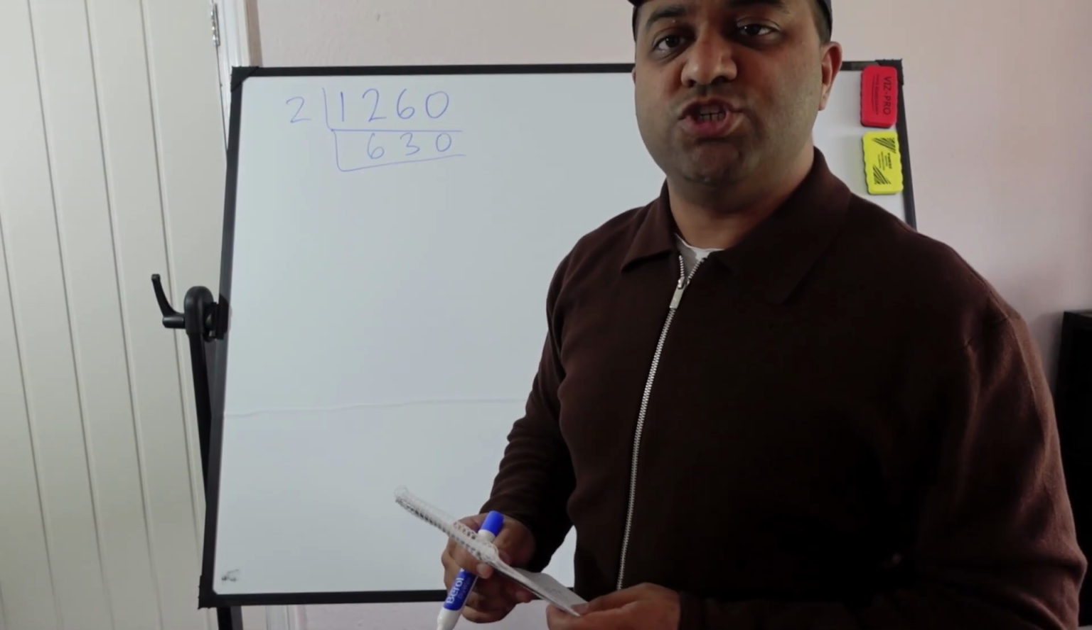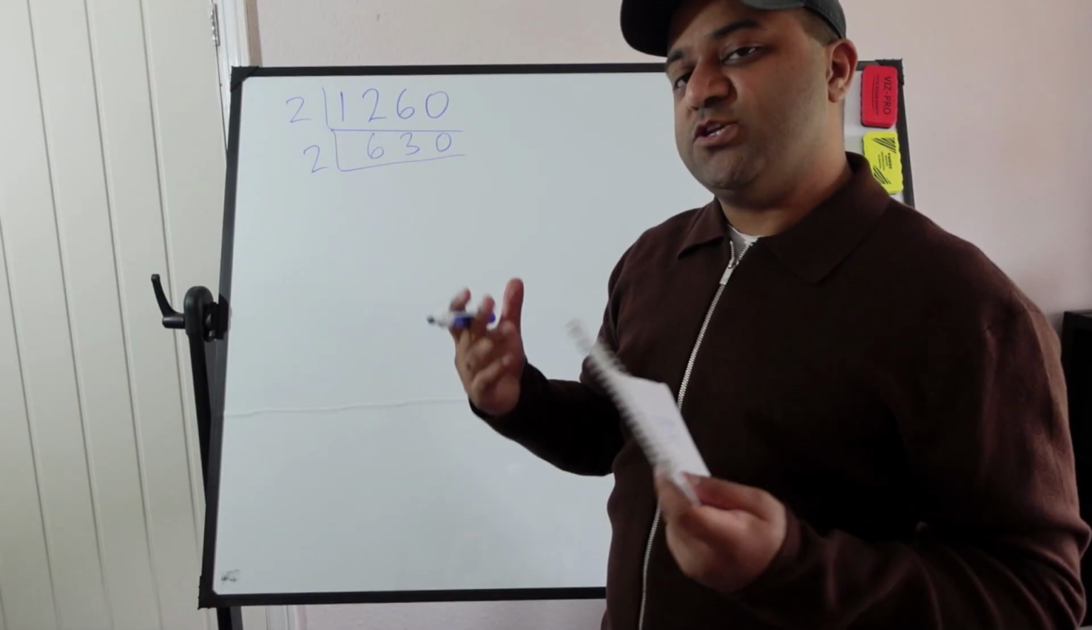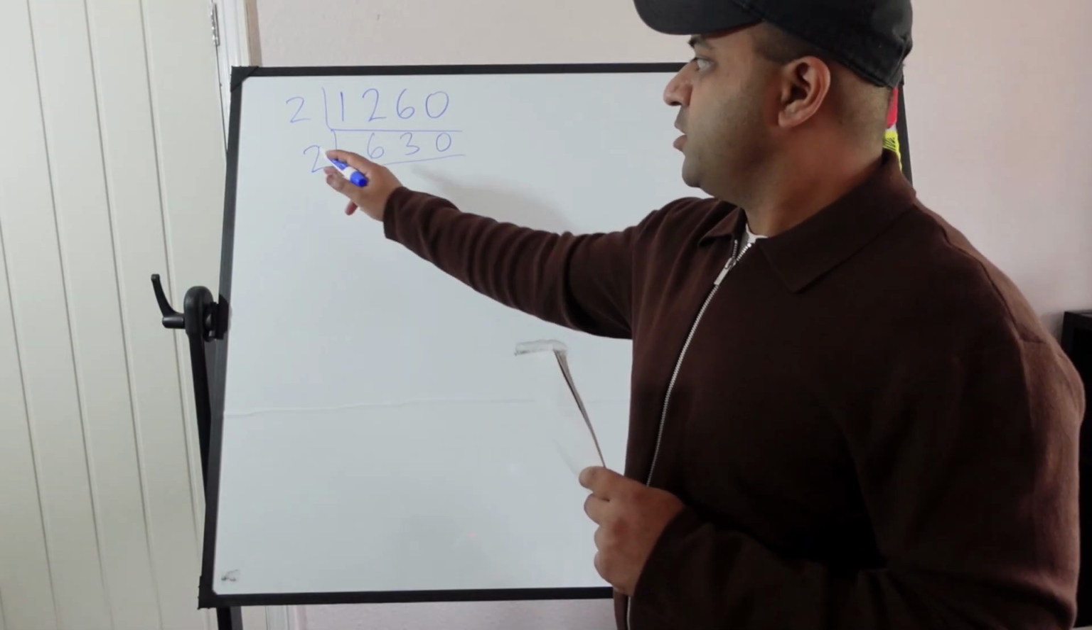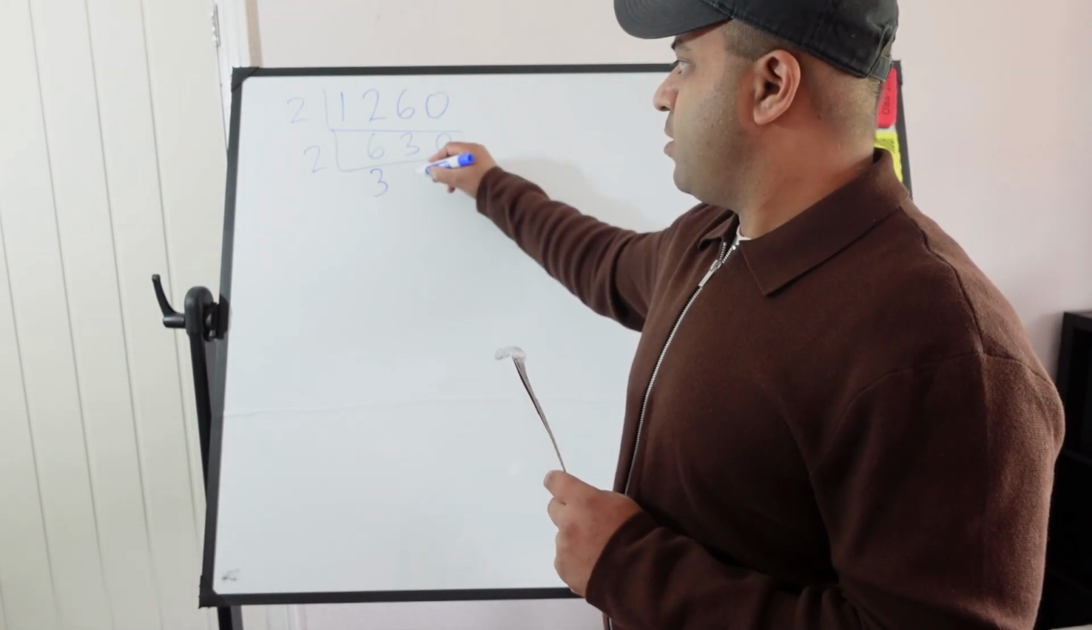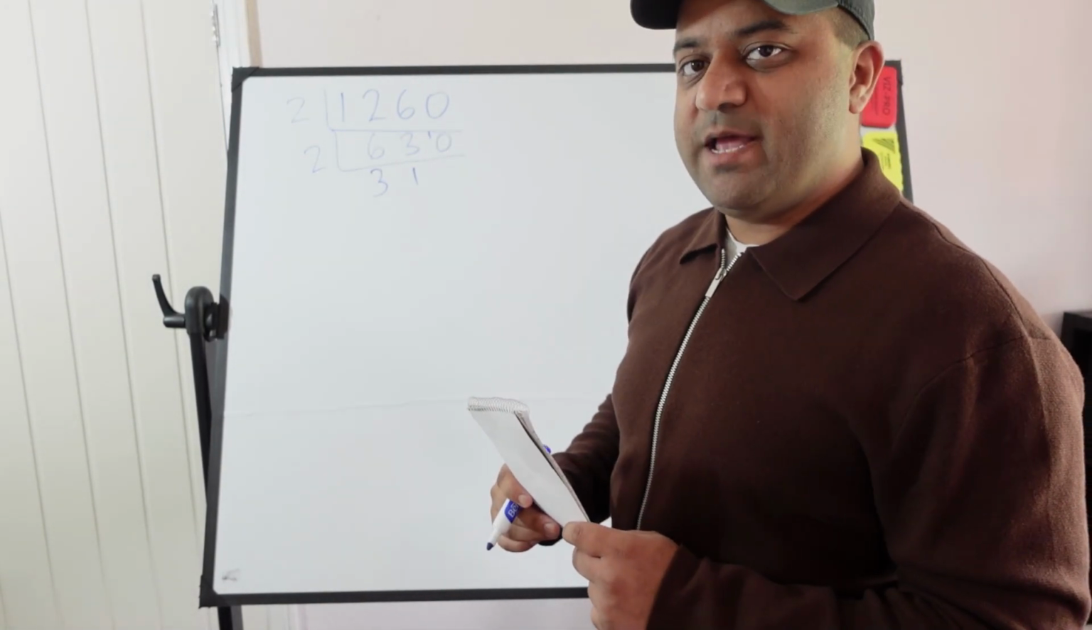Now let's try the number 2 again. Because it ends with a 0, we know it will work. 2 into 6 is 3. 2 into 3 is 1, remainder 1. And 2 into 10 is 5.